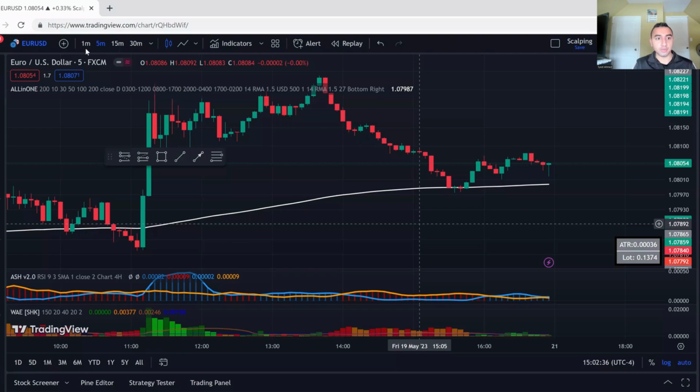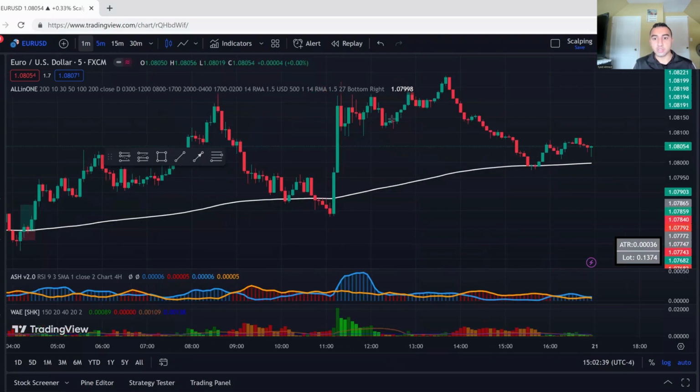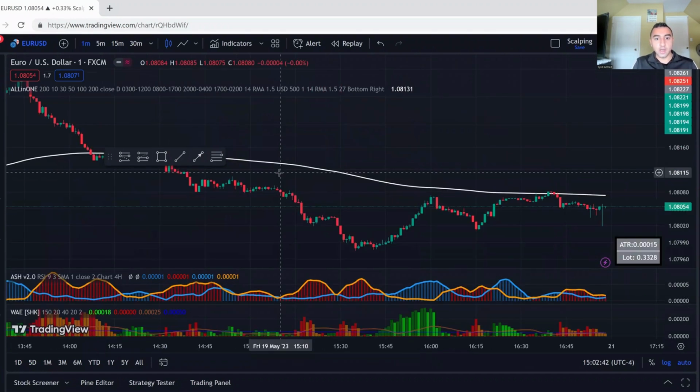So let me share my screen, because obviously you have to hop on the charts. This is EURUSD. We're going to be looking at the 1 minute time frame, but honestly, we can go to any time frame. I'll use the 1 minute because I have some trades played out on it, so I can show you exactly how I like to use it.